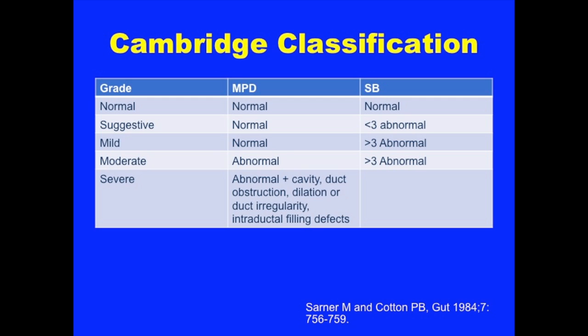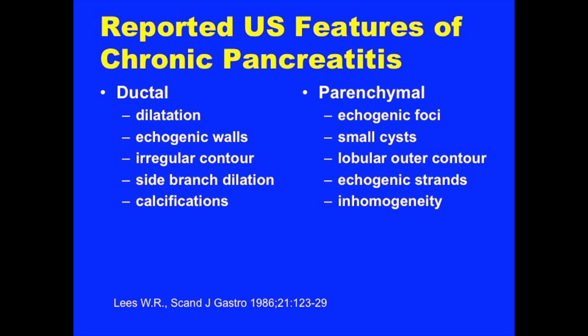And within his unit also was Dr. Lees, who was doing transabdominal ultrasound and found that there were changes in these patients with chronic pancreatitis, including not only the ductal changes of dilation, echogenic walls, irregular contour, side branch ectasia, and calcifications, but parenchymal changes like hyperechoic foci, cysts, lobular outer contour, echogenic strands, and inhomogeneity. So we took all of those and made them into our own classification system.